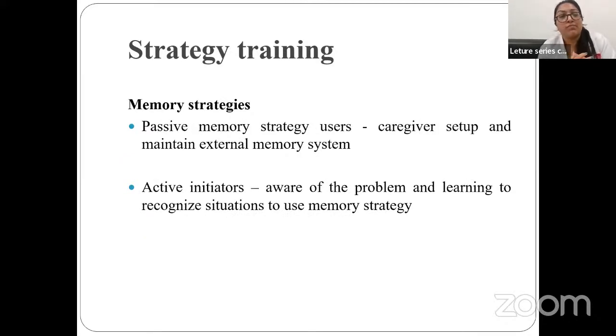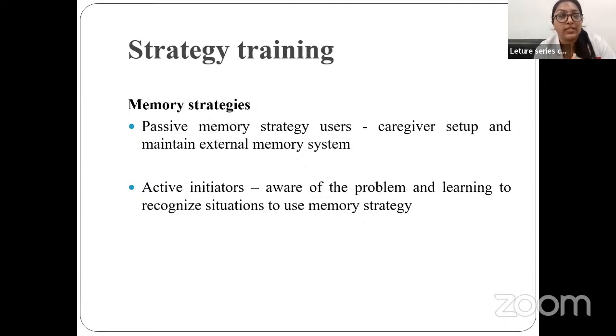Strategy training involves memory strategies. There are 2 types of memory strategy users: passive memory strategy users and active initiators. So passive memory strategy users are the ones who are using the passive resources. They're not using themselves as the memory strategies. They're using others or the environments or systems that help them assist memory.